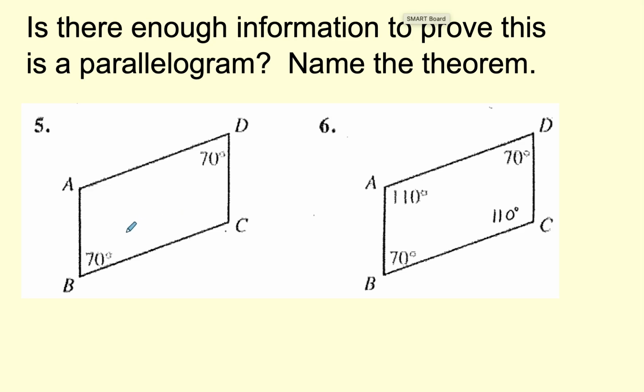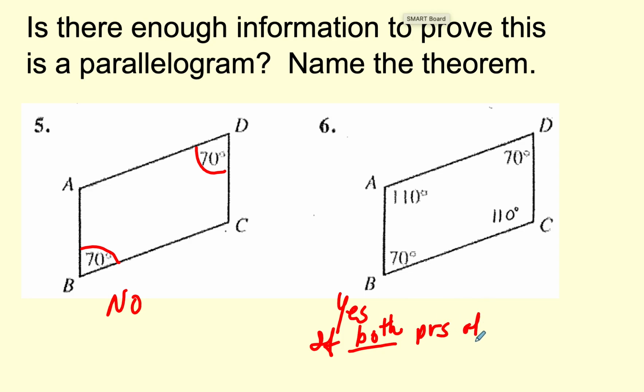Let's take a look at this one. I have one pair of opposite angles that are congruent, and I don't know anything about those, so I have to say no. Here, this looks a lot better, so I say yes. If both, don't forget the word both, if both pairs of opposite angles are congruent, then it's a parallelogram.